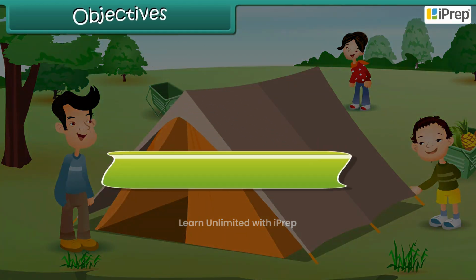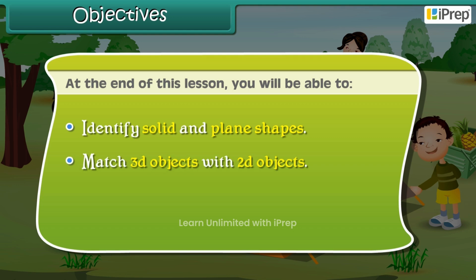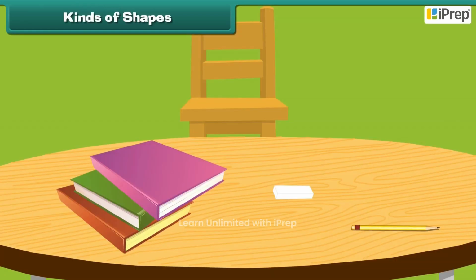Objectives. At the end of this lesson, you will be able to identify solid and plain shapes, match 3D objects with 2D objects, and differentiate between straight and curved lines.